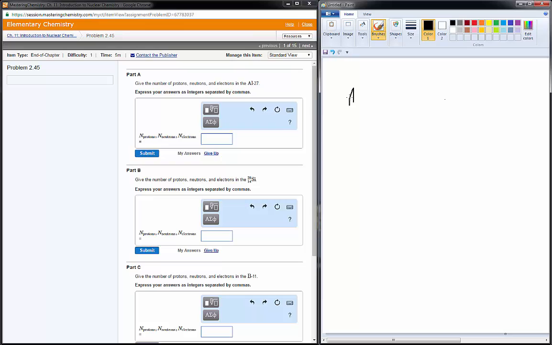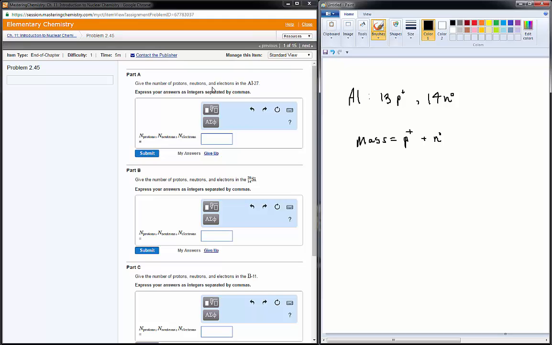So I've got aluminum. It has 13 protons. And if my mass is 27, remember that mass is the number of protons plus neutrons, because protons and neutrons are the only subatomic particles that have any mass. So if my total mass is 27 and I have 13 protons, then I've got 27 minus 13. It looks like I've got 14 neutrons by definition.